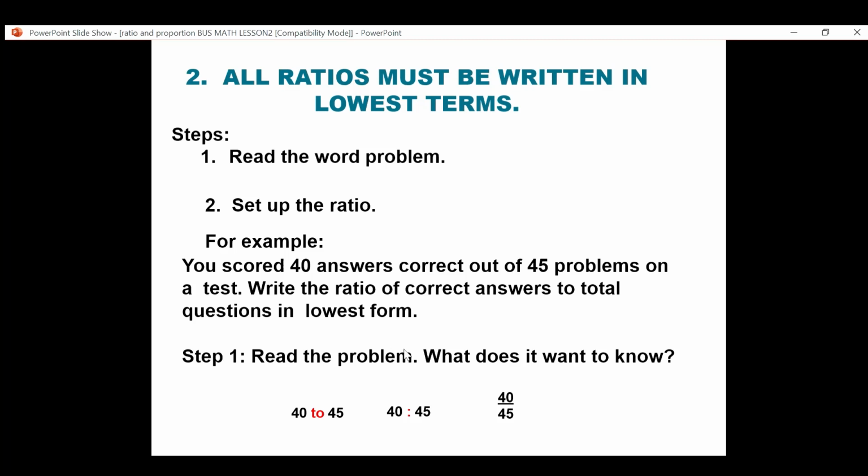So step 1, read the problem and what does it want to know? We are to write the ratio of correct answers out of the total questions. So the correct answer is 40, and the total problems in the test is 45. So the ratio is 40 to 45, or 40 is to 45, or 40 over 45.